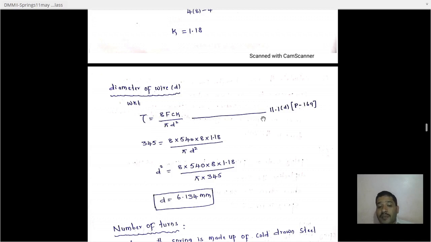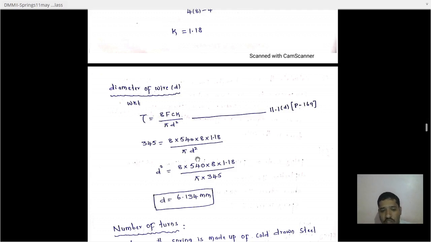Refer to the equation from 11.1d, page number 169 of the design data handbook. The maximum allowable shear stress given in the question is 345 Newton per mm square. The force we got just now is 540. Since the spring index is 8, the Wahl's factor is 1.18, divided by pi into d square.